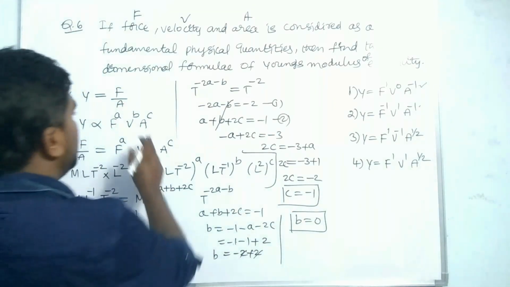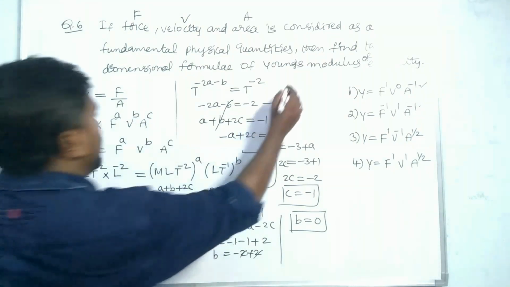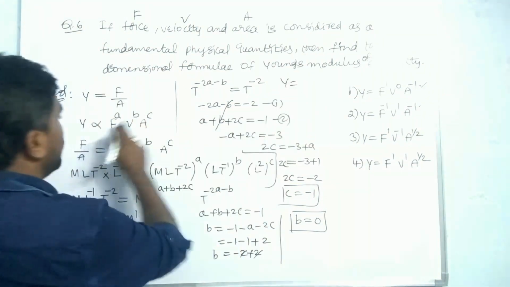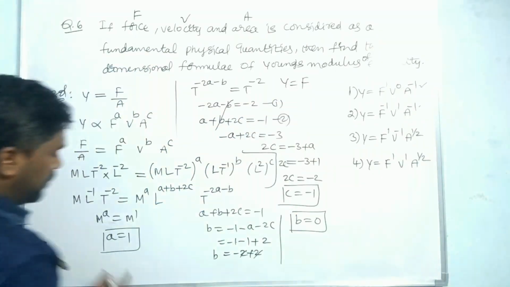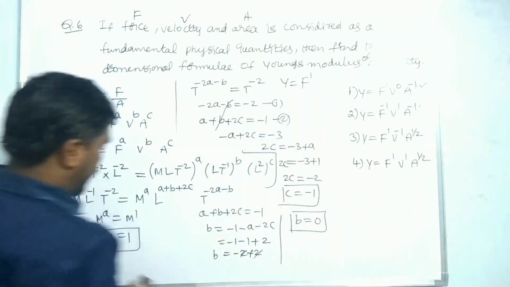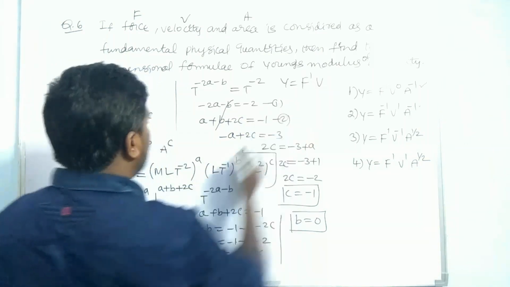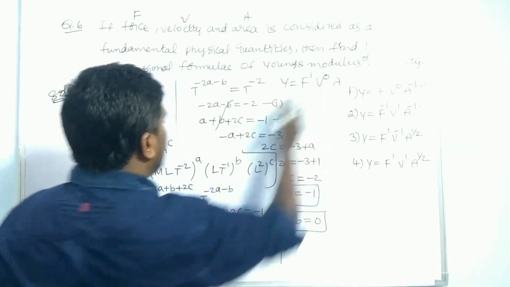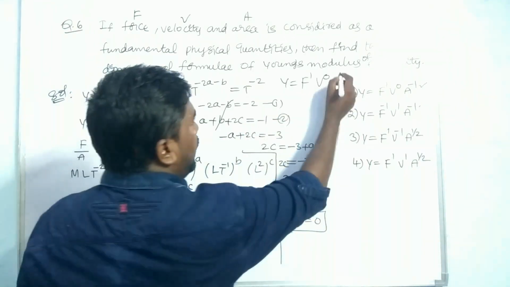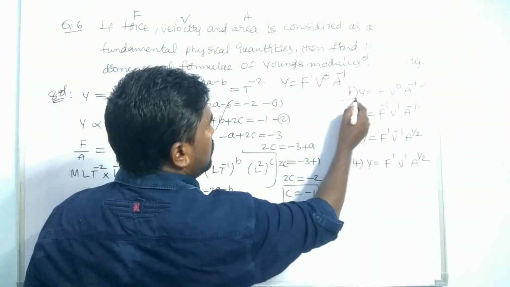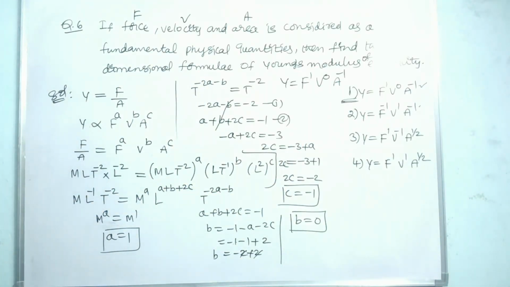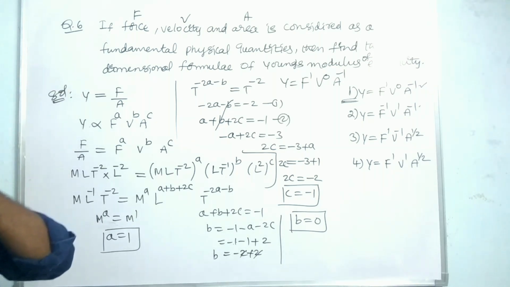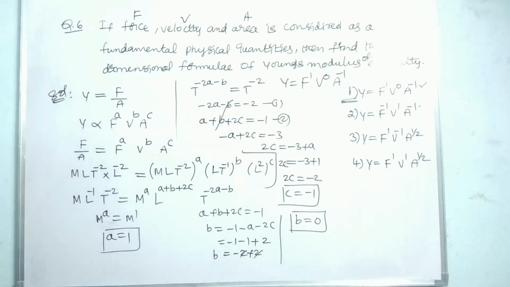So let me write that. Y is equal to f to the power a, where a is equal to 1, and b to the power b, where b is equal to 0, and a to the power c, where c is minus 1. So option 1 is the right answer here. Okay, clear? This type of model is very important and very easy also for both JEE and NEET. Let us see one more question.